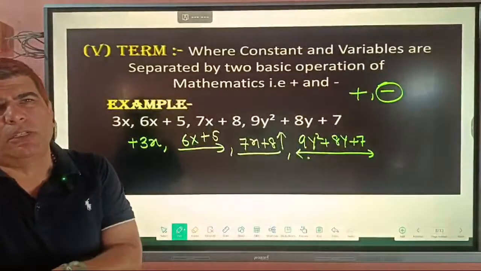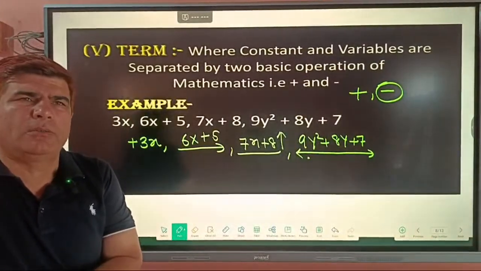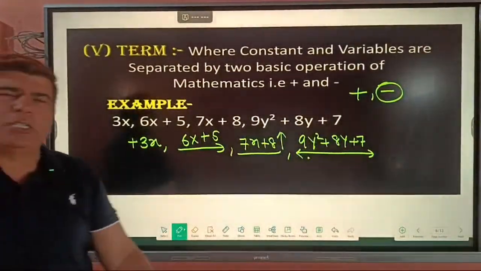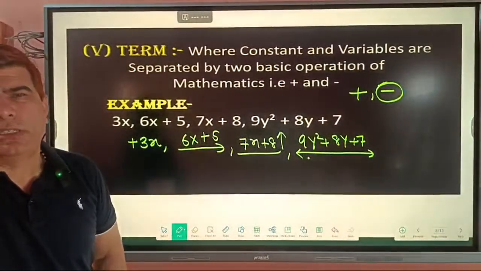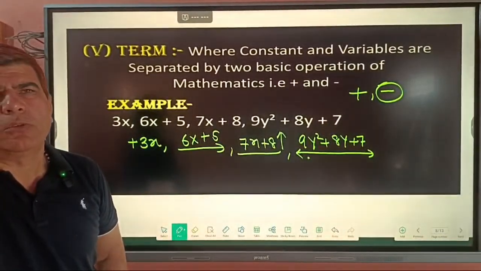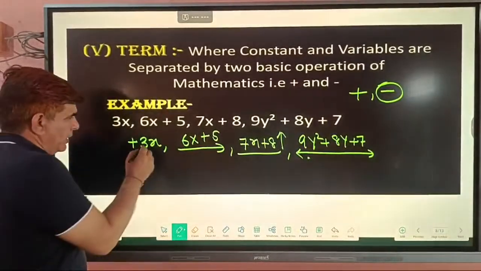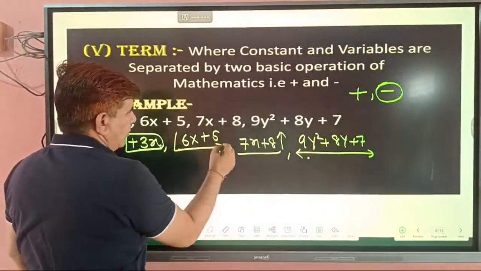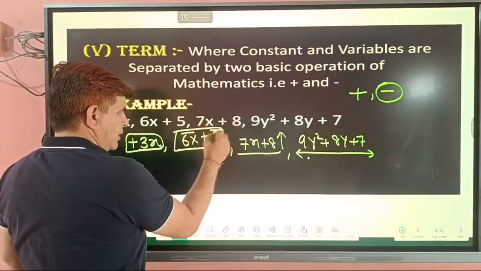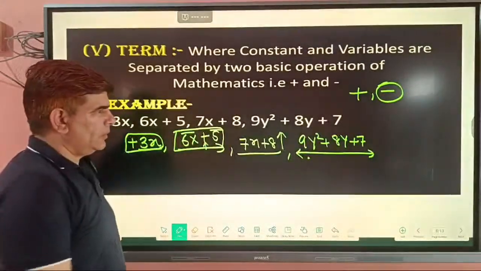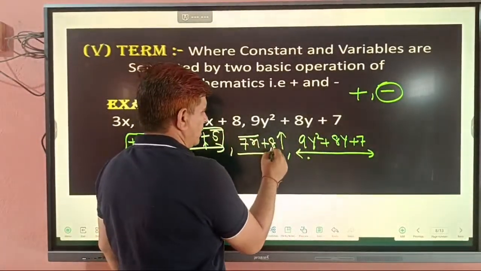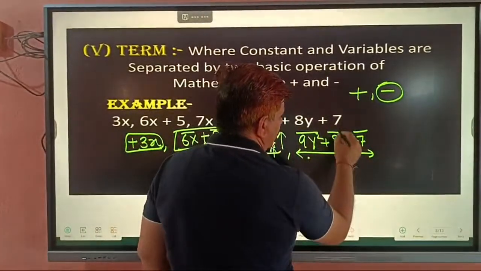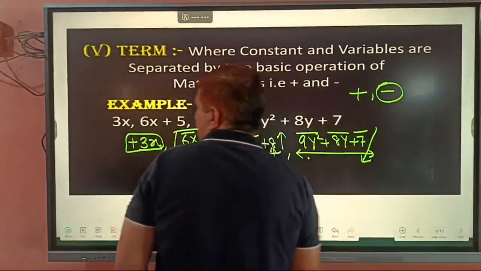Then what is the difference between term and algebraic expression? We can say an algebraic expression contains one or more than one term. This one contains only one term. This algebraic expression contains how many terms? 2. One is this, separated by this. This also contains how many terms? 2. This one has 1, 2, and 3. But all are algebraic expressions.